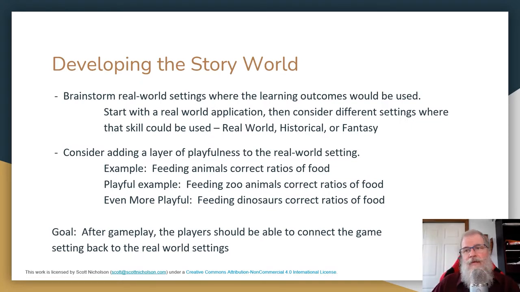So the next thing, now that you know your learning outcomes and you've thought about the real world application of learning outcomes, is to start to think about the story world. Now, the story world is the space in which your game is set, and you want to think where it could be. And I like to do this with a systematic brainstorm, where I take each application for the learning outcome in the real world, and I use it to think about different settings. I'll think about, well, what are the real world settings where this learning outcome could make sense?